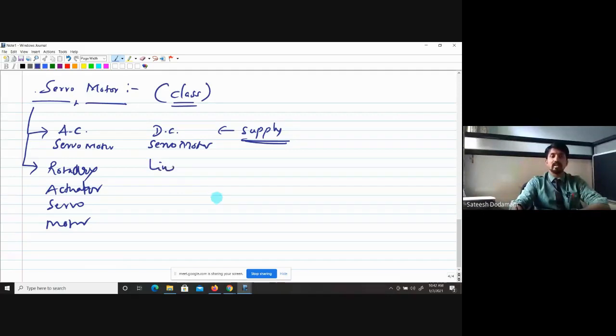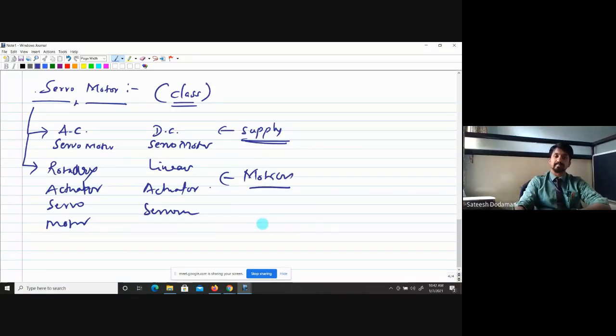Then linear actuator servo motor. Linear actuator servo motor. This is based on the motion. Based on the motion, it is rotary actuator servo motor, and based on the motion, it is linear actuator servo motor. And based on the supply, it is AC servo motor, and based on the supply, it is DC servo motor. In this way, it is classified.